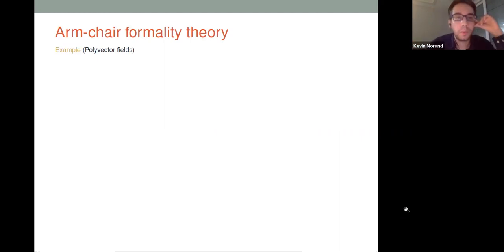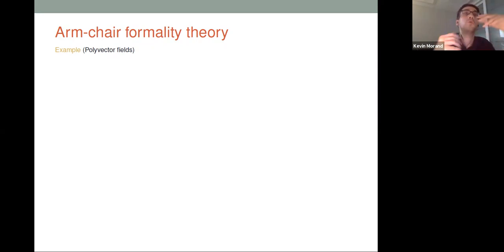Okay, so in the remaining time, I would like to provide some ideas of the tools we can use in order to find such a result. And first of all, I would like to describe what one might call the armchair formality theory. It's a way to do formality theory, but just focusing on the T-poly side.